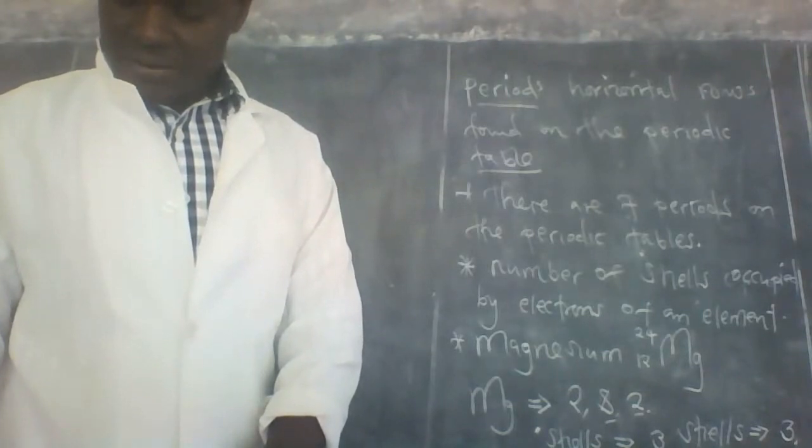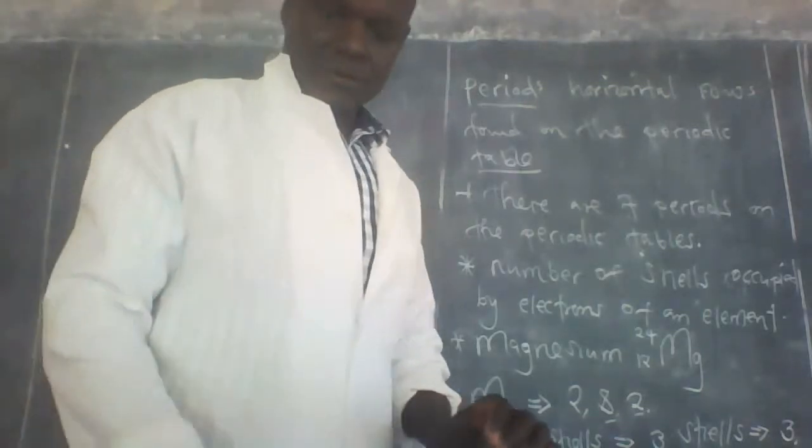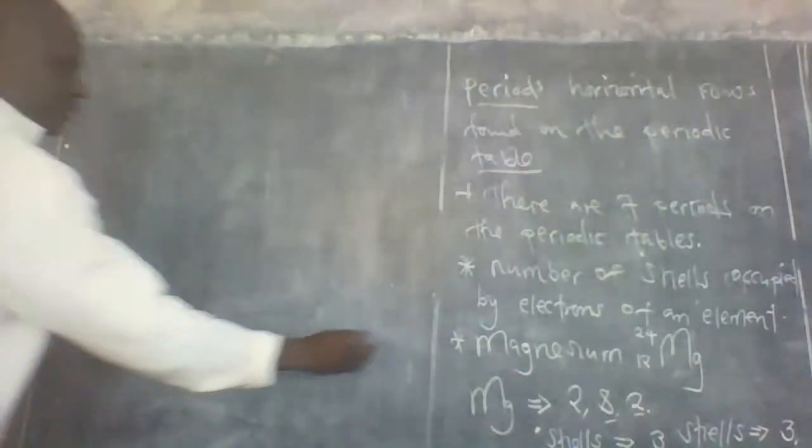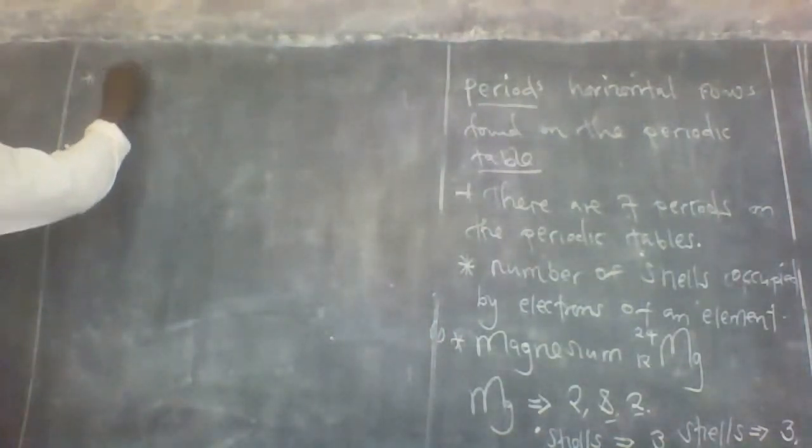The other one that we can look at is phosphorus. So if this is the first example, the other one is phosphorus.